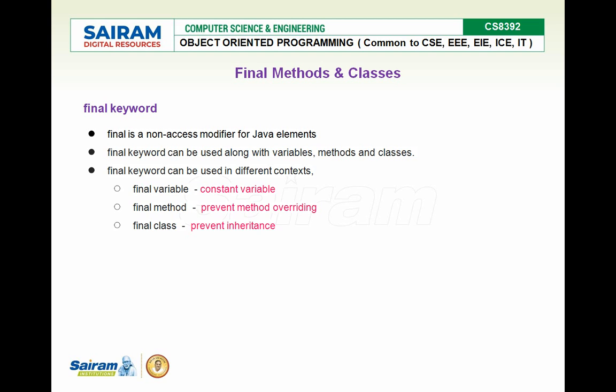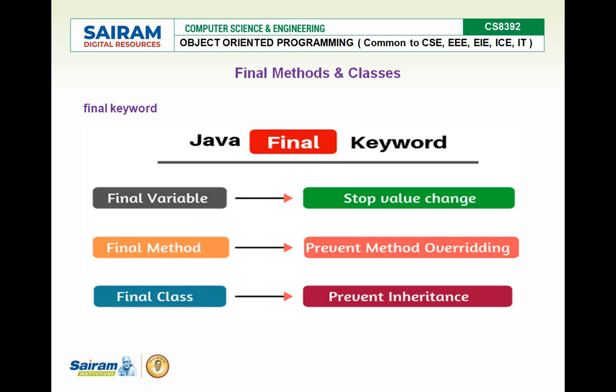If it is a final variable, it is a constant. If it is a final method, it prevents method overriding. If it is a final class, it prevents inheritance; the class can never be subclassed. That is what the final keyword is used for. With a final variable, you can stop the value change. You cannot change the variable value once it is declared; it acts like a constant.